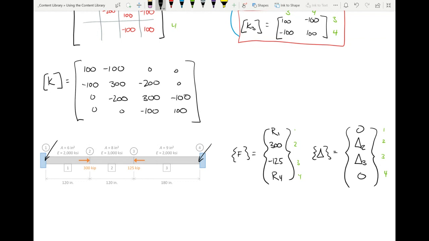So think about this from a computer perspective. I'm assembling a stiffness matrix using an algorithmic process. I'm assembling a force vector, and I'm assembling a displacement vector. Does that make sense?